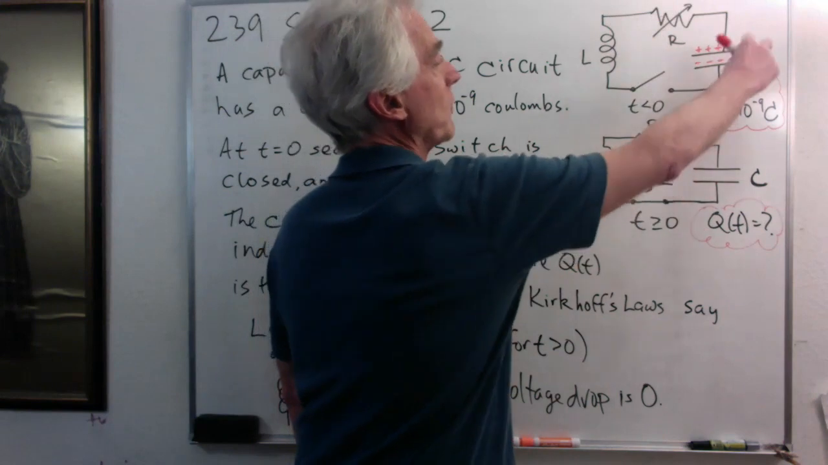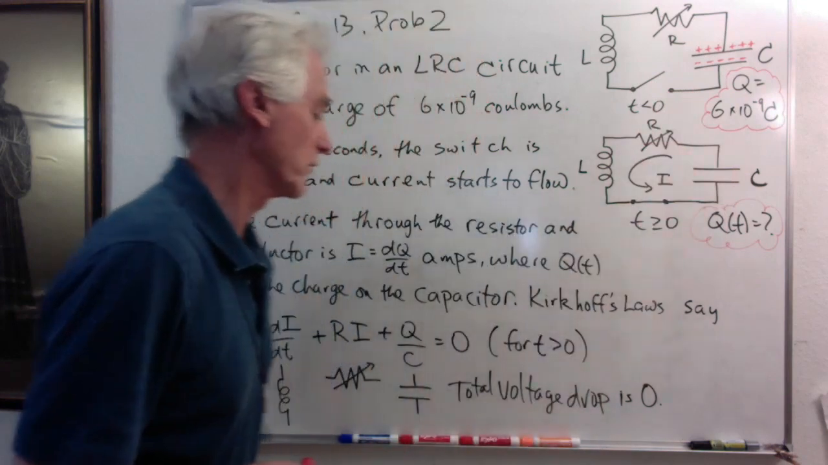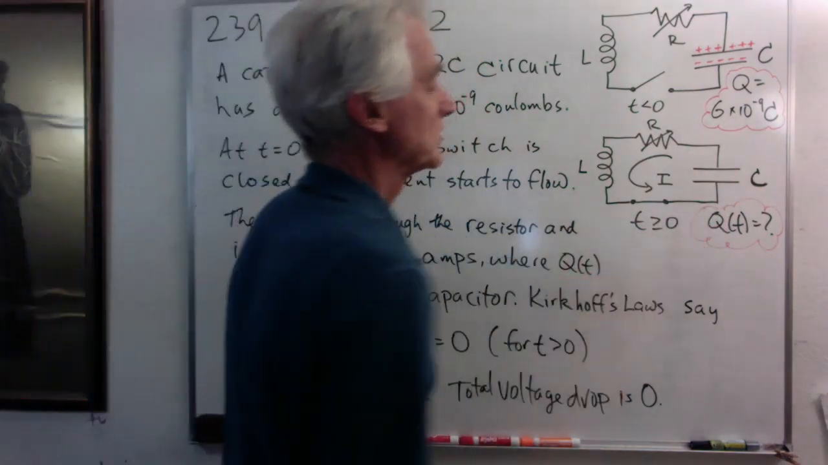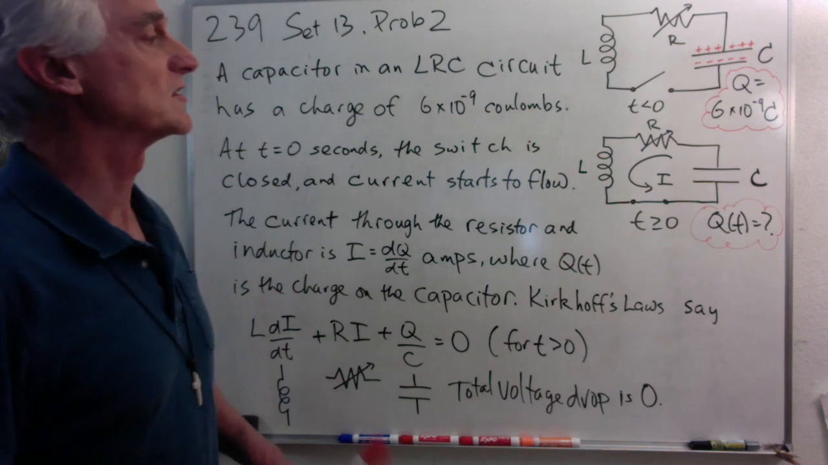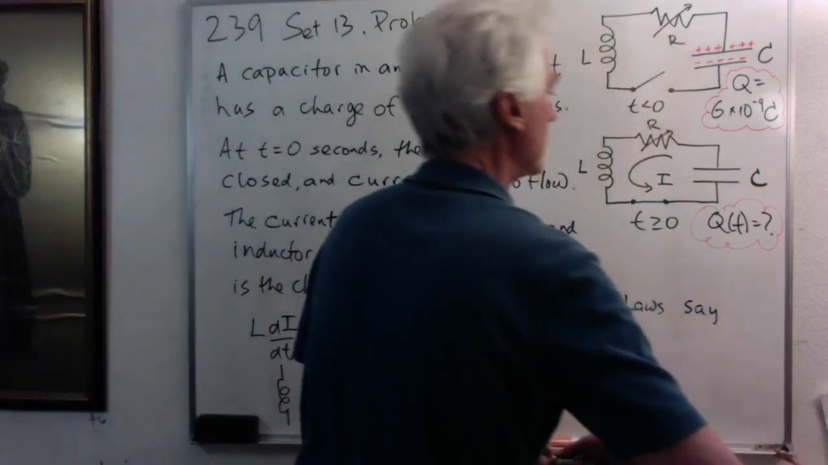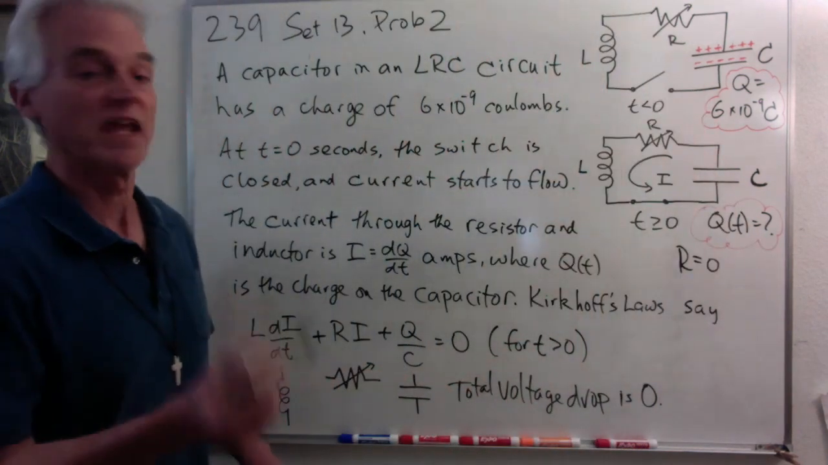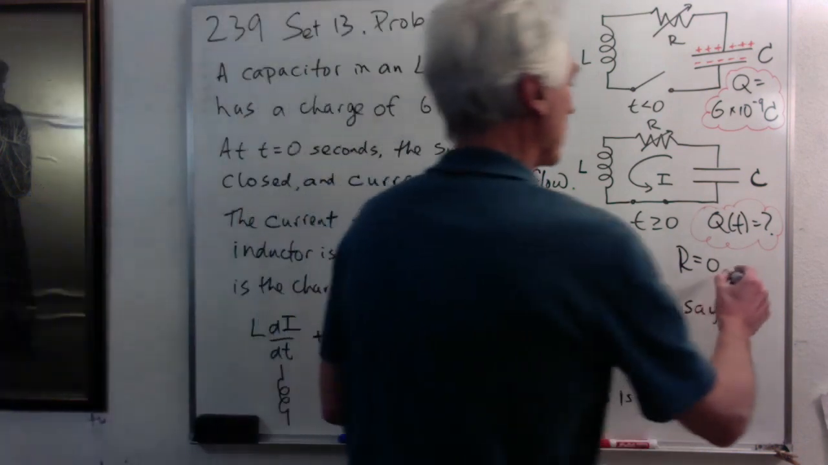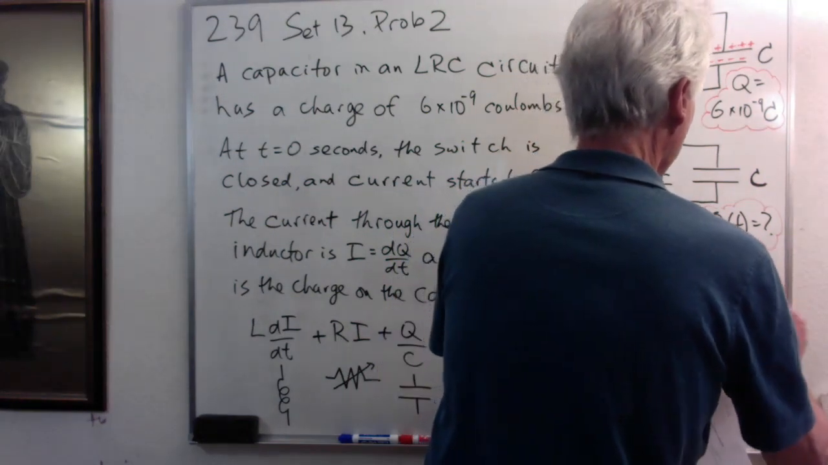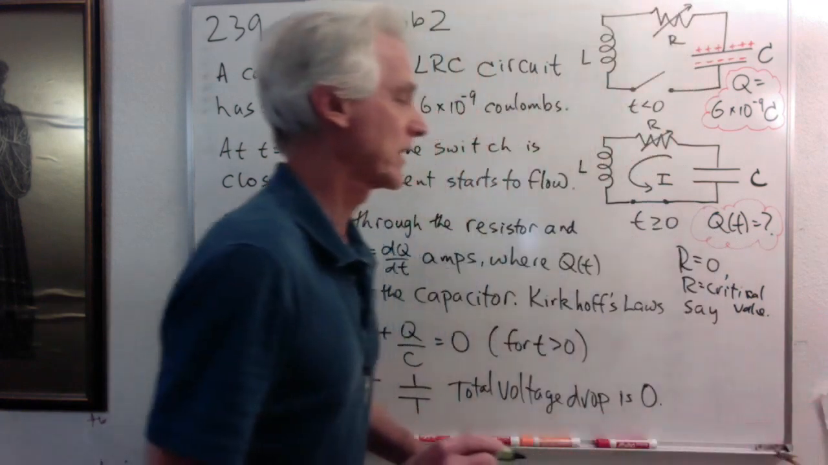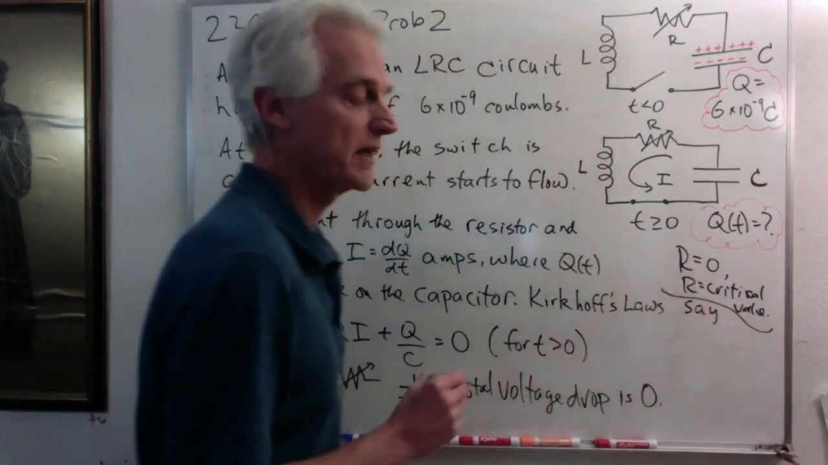There is a voltage drop before, that's Q over C, before I close it. But then as soon as I close it, current starts to flow and there's no voltage drop. So the question is, what is Q of t for t positive? Under two circumstances, one is when R equals 0. So there's no resistor, that's just an LC circuit. Or we also have R at the critical value. That's the R that gives a critically damped oscillator. We'll talk about that later.